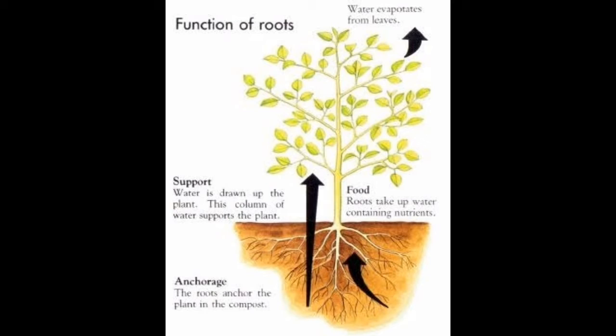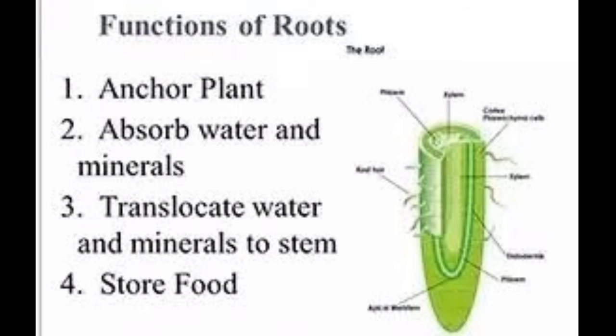Because of root only soil is held firmly together, means plants stand erect in the soil. It holds the plant erect. Okay, so root is very important for the plant. Okay, it anchors plant, absorbs water and minerals, translocates water and minerals to stem, and also stores food.